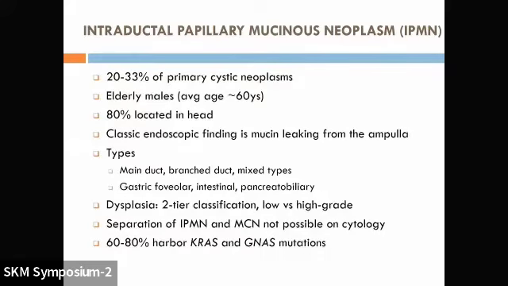Again, separation of IPMN and MCN is not possible on cytology. Also, an important thing to know about these neoplasms is that about 80% of IPMNs harbor KRAS and GNAS mutations. That is why most of the molecular tests that have been employed look for mutations in these two genes specifically.